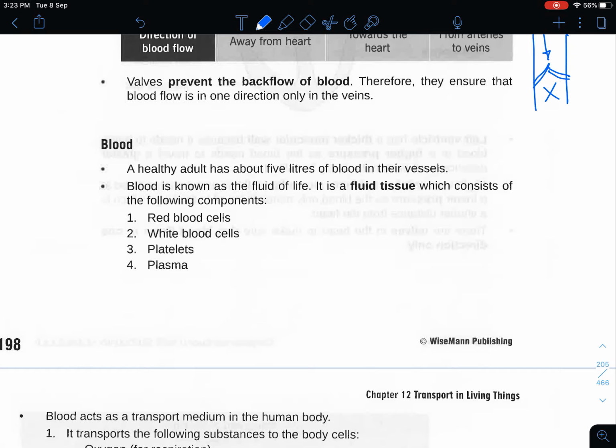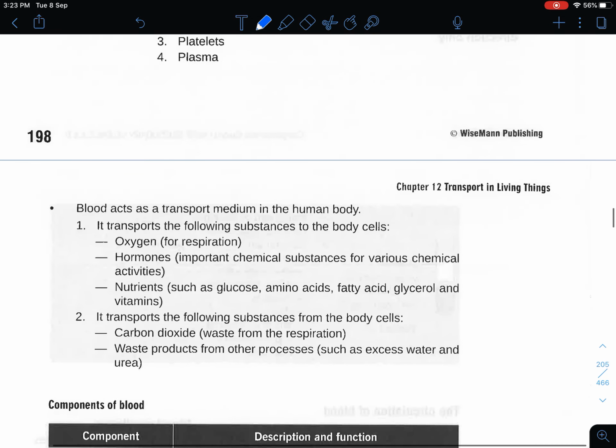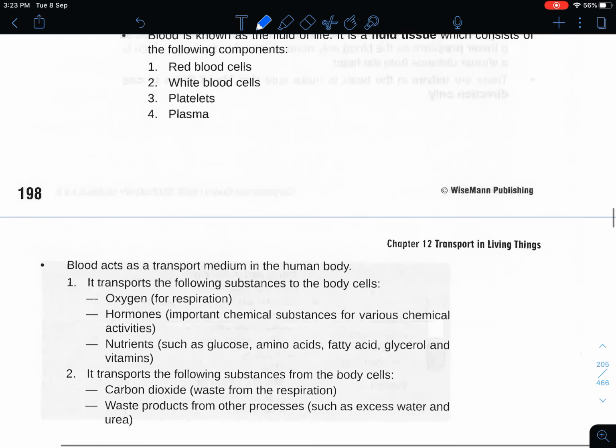Okay, so blood: in the human body you have about 5 liters of blood. And blood is known as the fluid of life, and it is a fluid tissue that consists of these main components: the red blood cells, the white blood cells, platelets, and plasma. Okay, so these are the components of blood, and blood generally acts as the transport medium. Each of these components has its specific purpose.